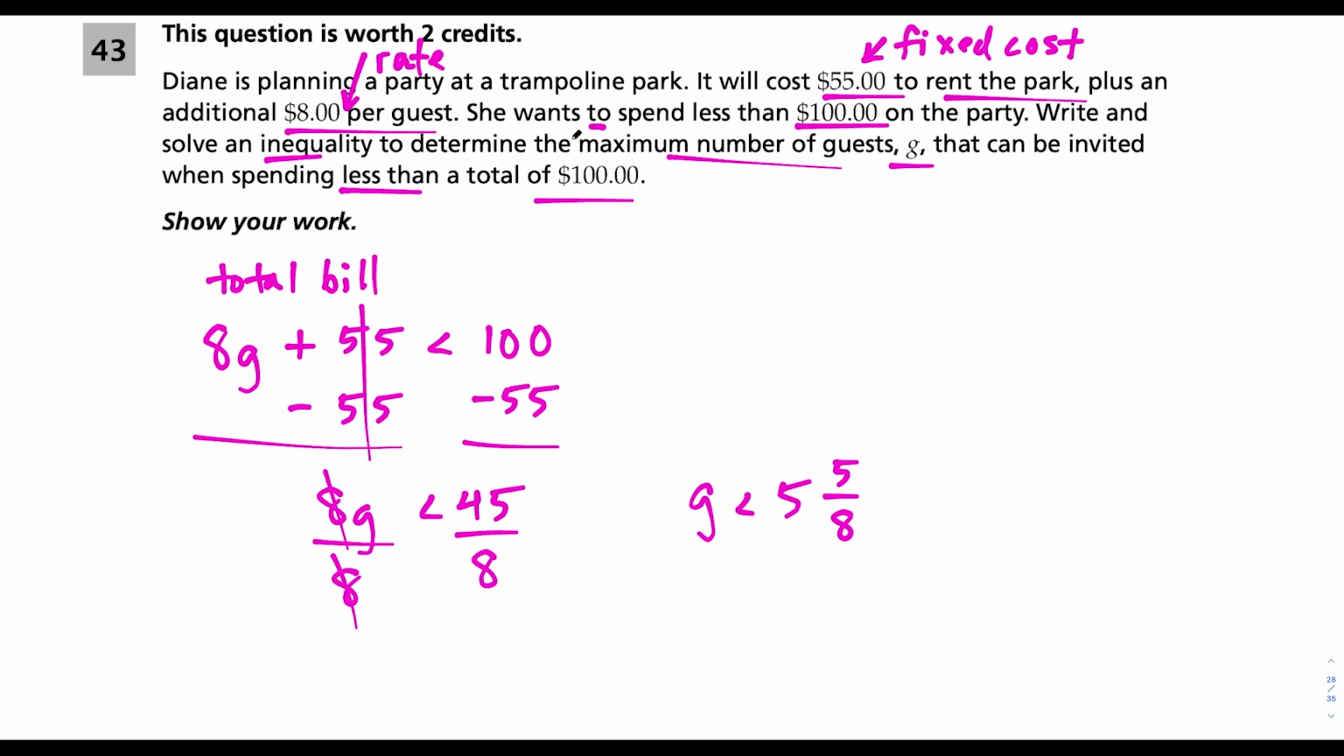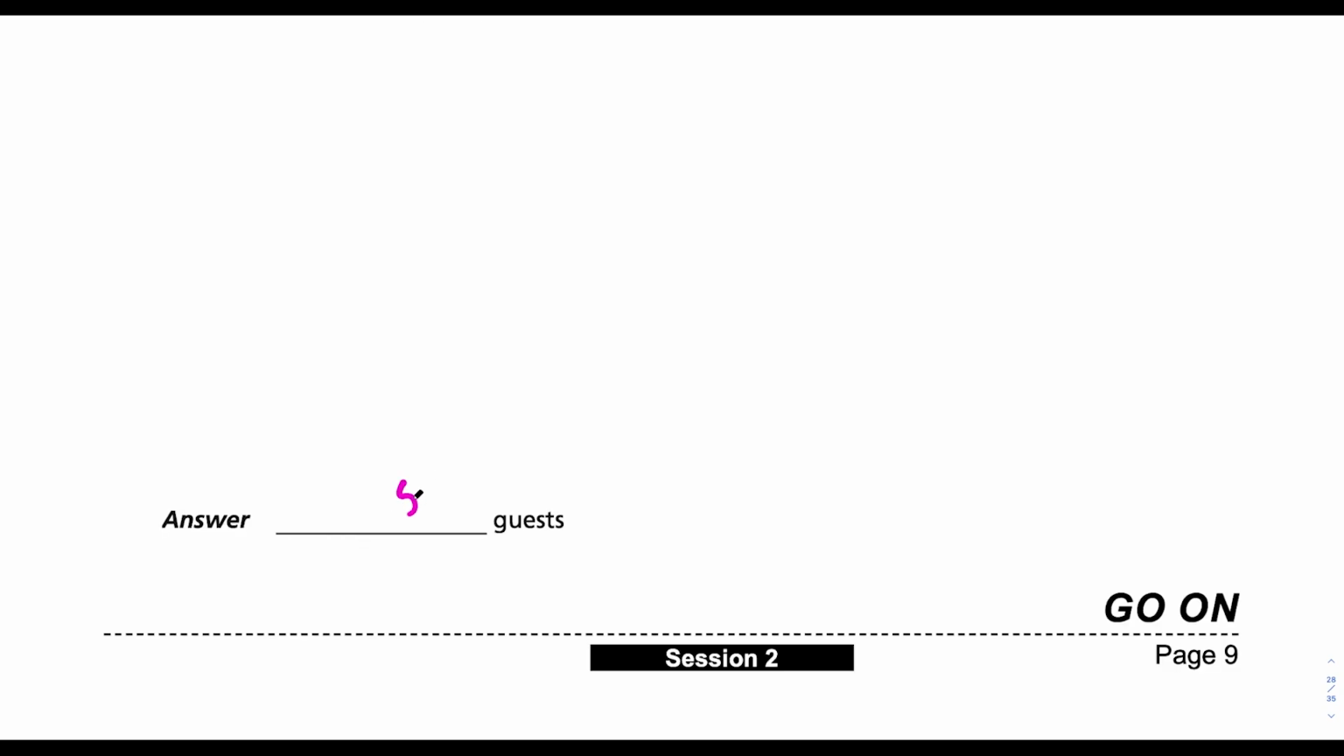That's why they said, what is the maximum number of guests? So we're only talking about a whole person here, okay? We can't have a fraction of a person. So the number of guests that we could have maximum here is going to be 5. So let's just record our answer. We could have a maximum of 5 guests.